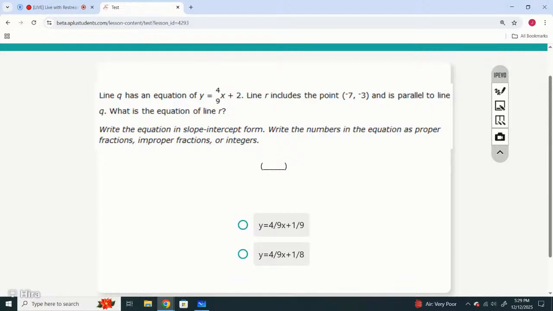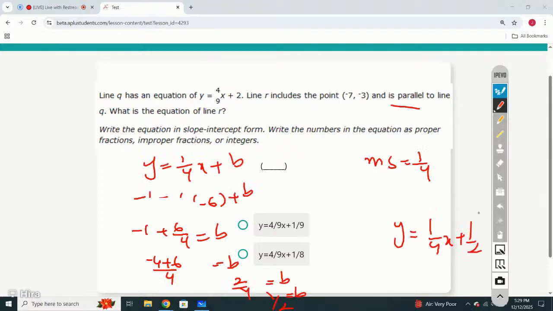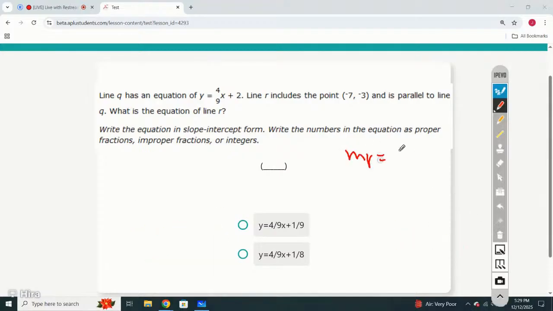Line Q has the equation y equals 4/9 x plus 2. Line R has the point (-7, -3) and is parallel to line Q. So the lines are parallel, which means they have exactly equal slopes. So the slope of line R is also 4/9.